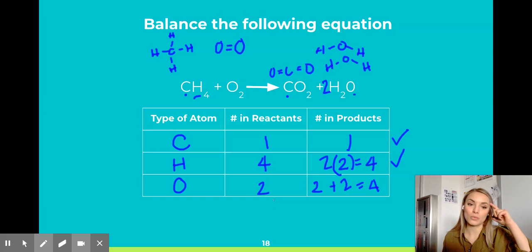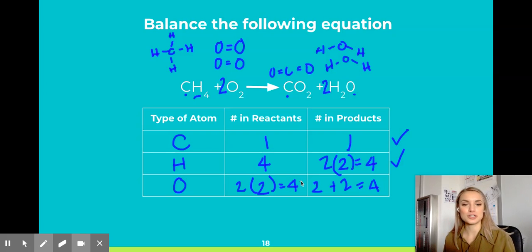Again, you're probably saying, well, we need to just change that 2 into a 4 by multiplying it by 2, which means we add a coefficient of 2 in front of this particular molecule. So when we add the coefficient to O2, we're adding a second molecule of O2 to our reaction. When we do that, we end up with 4 oxygen. And then 4, 4, we are completely balanced.